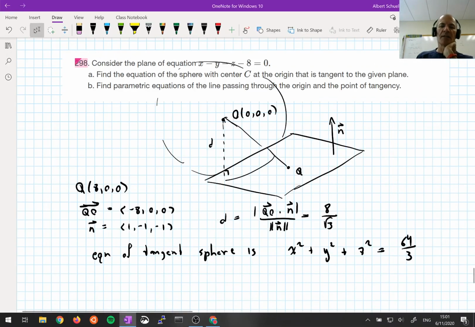I'm going to stop there and let you find the parametric equations of the line passing through the origin and the point of tangency. So you're trying to find the equation of this line down through here.